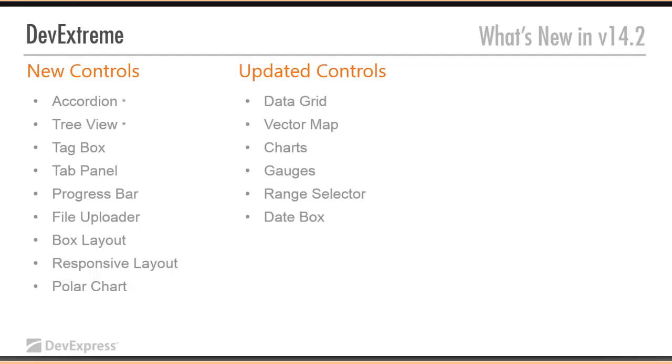The range selector control has got the ability for you to select discrete data when using it. And then things such as the humble date box has also had some work done to it, where you can select the time now from within the date selector.